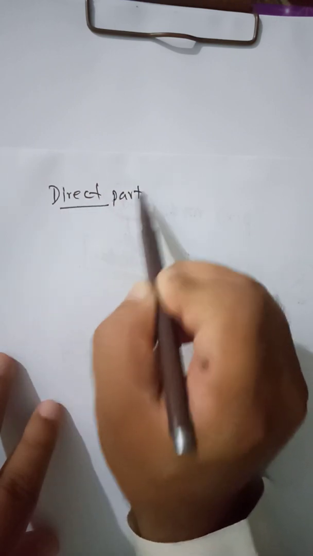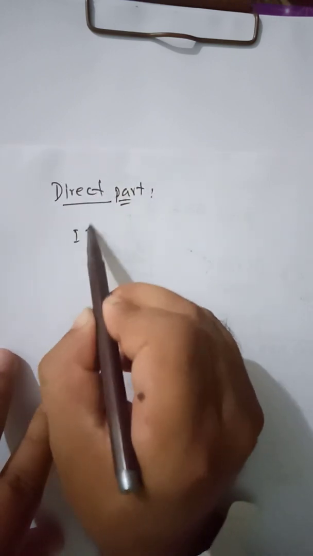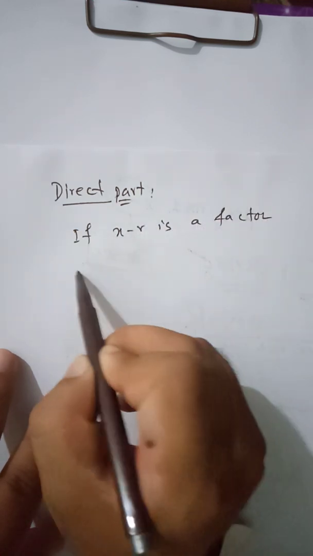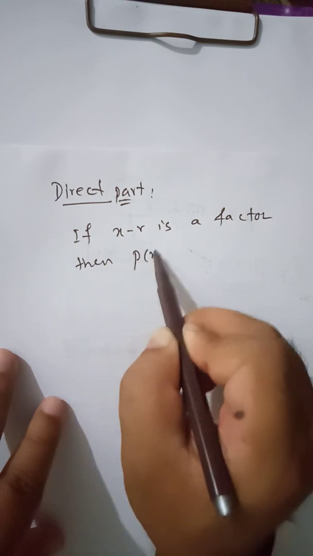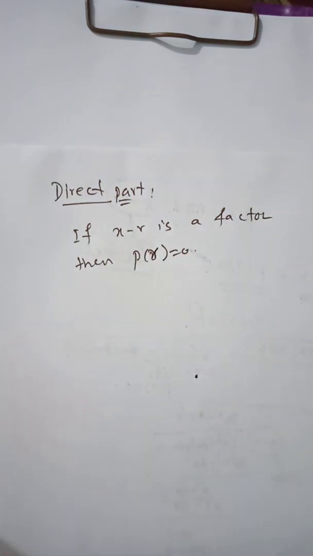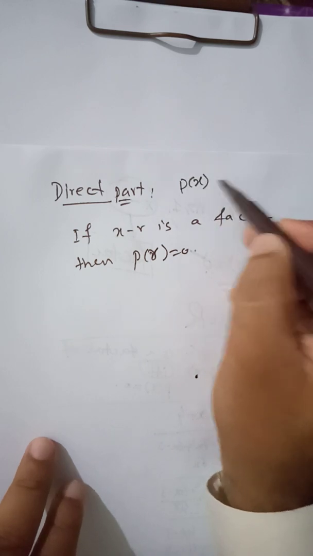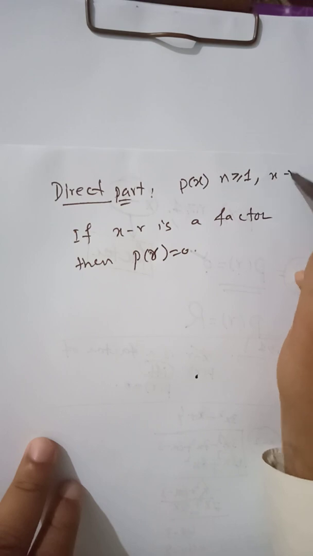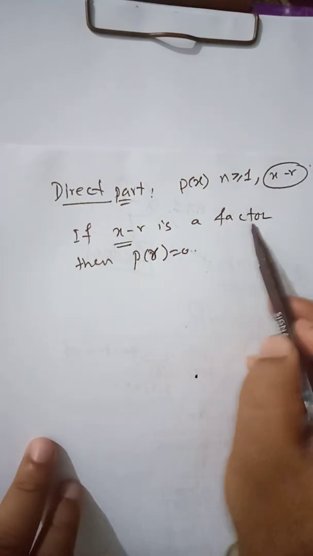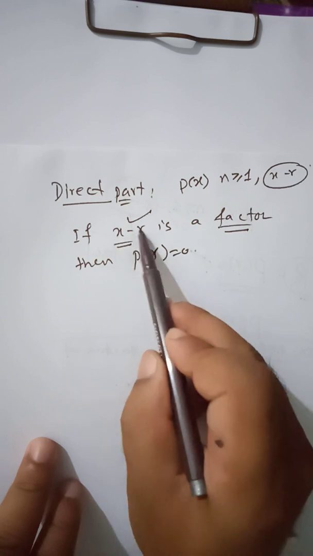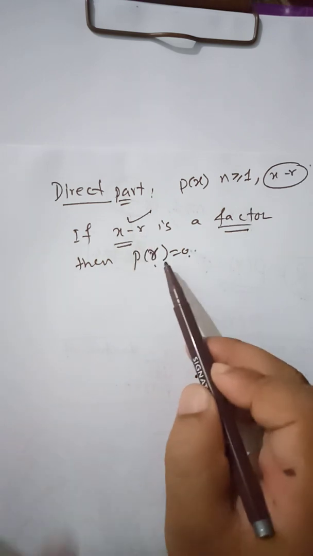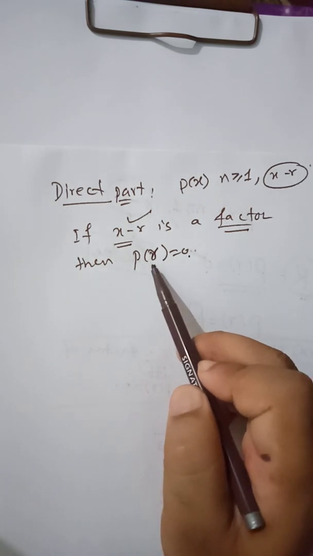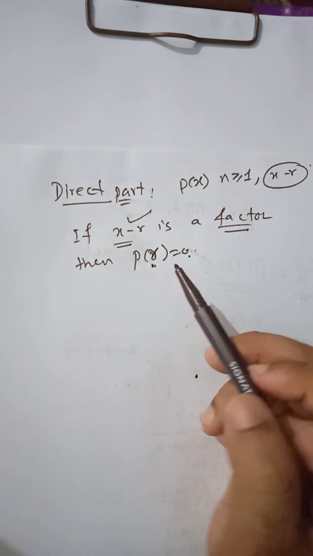The direct part of the factor theorem says that if x minus r is a factor, then p of r must be 0, where p of x is a polynomial of degree n greater than or equal to 1, divided by x minus r. So if x minus r is a factor, then p of r must be 0, meaning the value which you replace instead of x in the given polynomial makes the expression in the polynomial become 0.